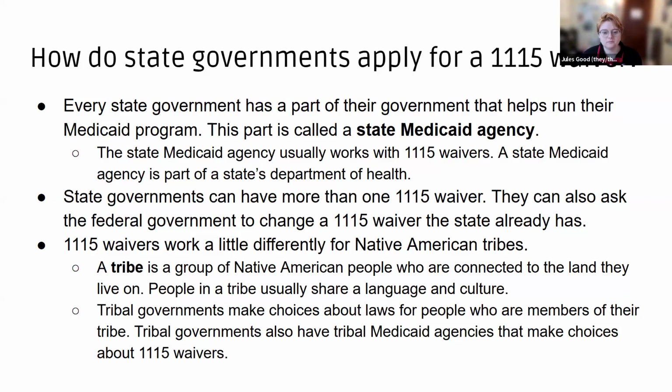For Native American tribes, 1115 waivers work a little bit differently. So, a tribe is a group of Native American people who are connected to the land that they live on, and people in a tribe usually share a language and a culture. Tribal governments make choices about laws for people who are members of their tribe. And tribal governments also have tribal Medicaid agencies that make choices about 1115 waivers. So, just like state governments make choices about Medicaid for the people of their state, tribal governments make choices about Medicaid for the people of their tribe.